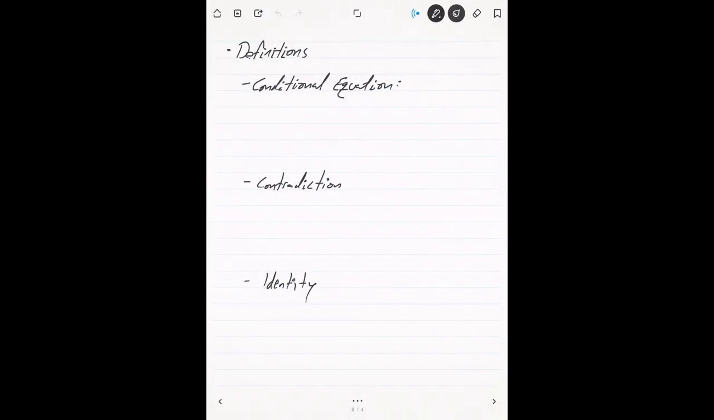We're going to talk in particular about things called conditional equations, contradictions, and identities. First, we should go ahead and actually define what each of these things represents. So I'm going to define a conditional equation as an equation. Okay, that seems pretty obvious. But we're going to say this is an equation with unique solutions, or solution or solutions plural.